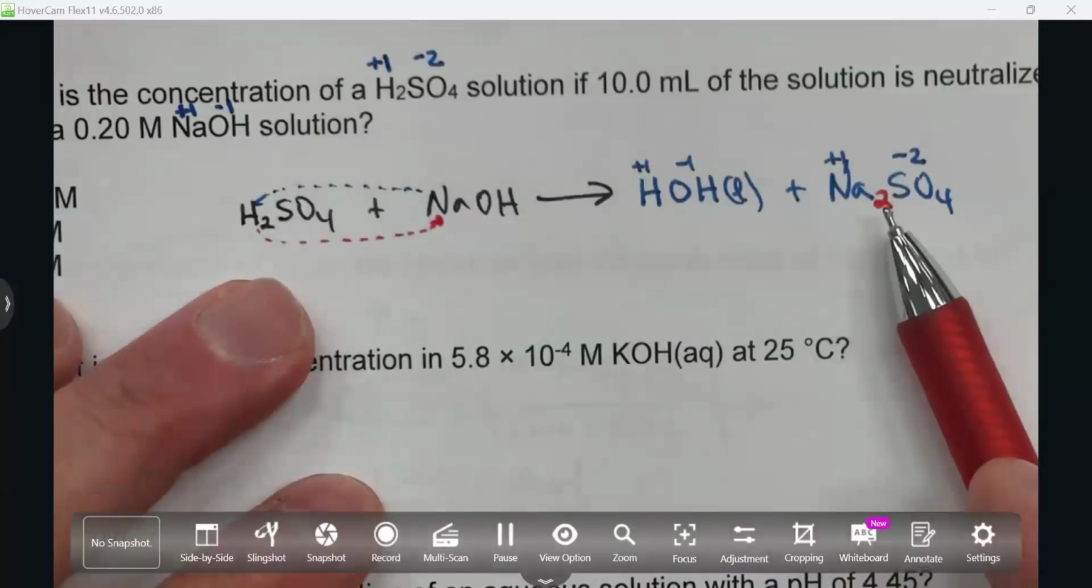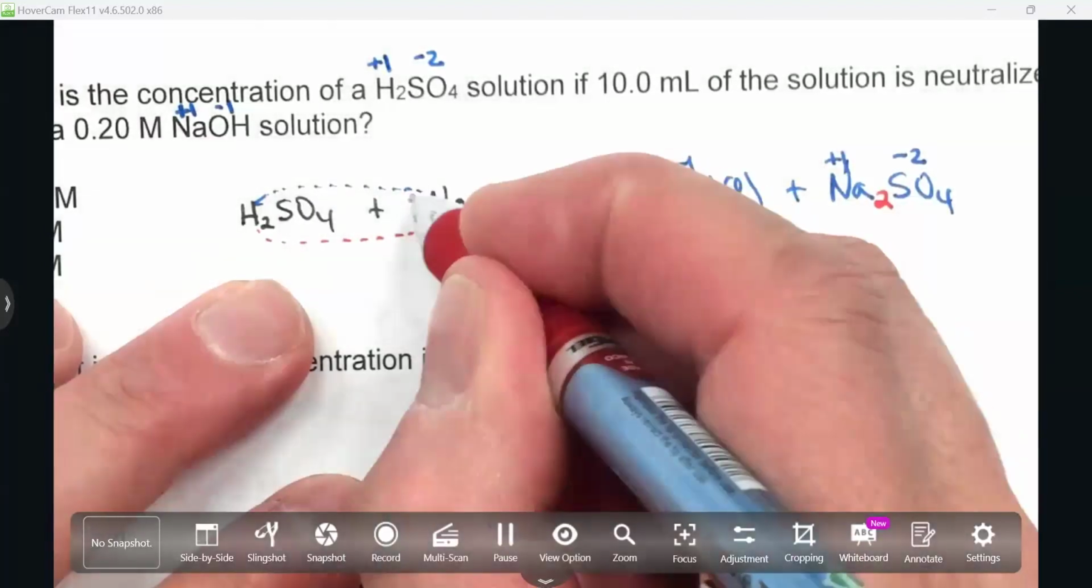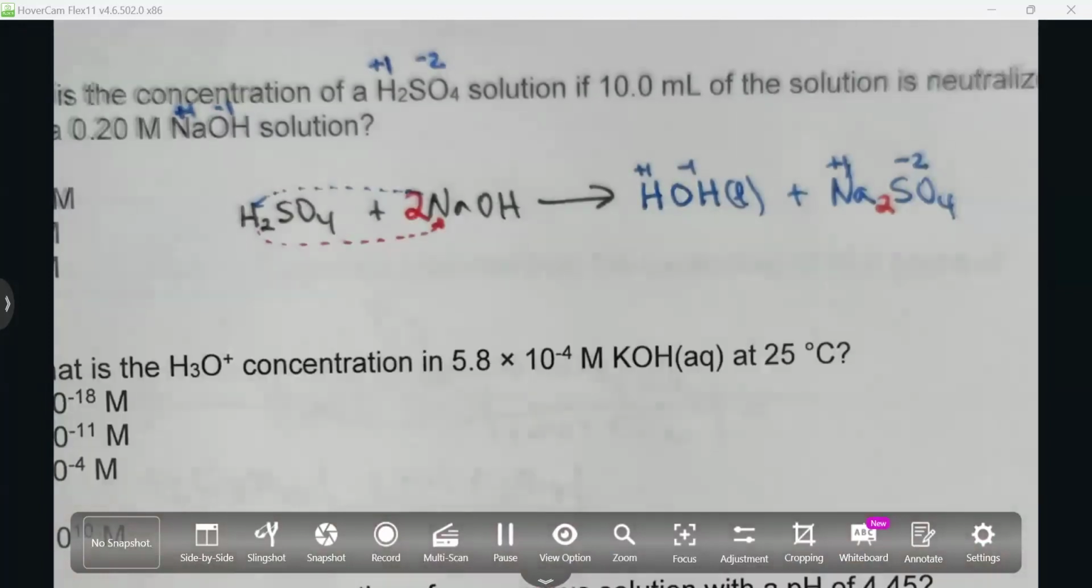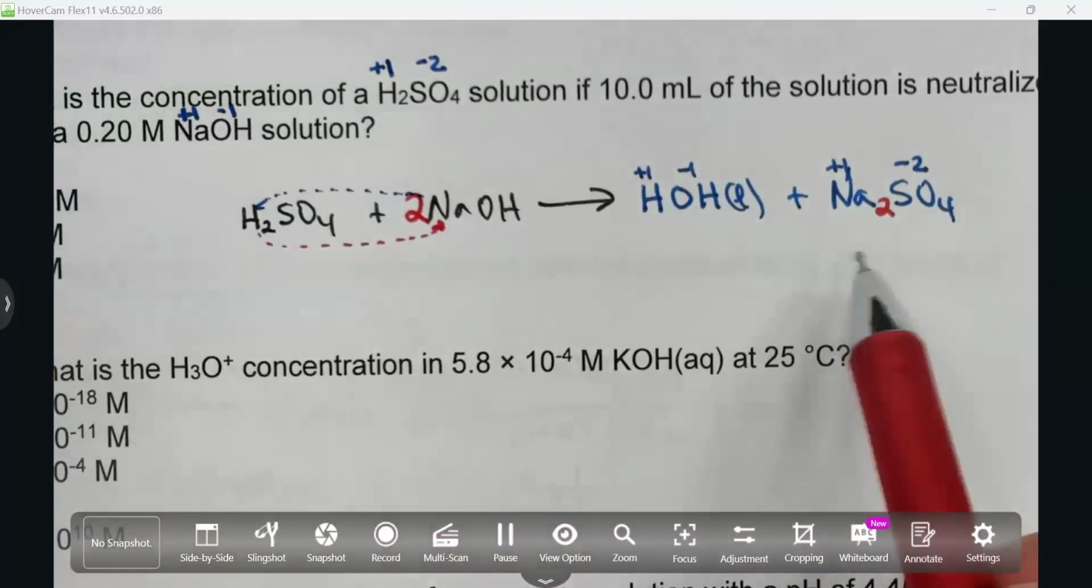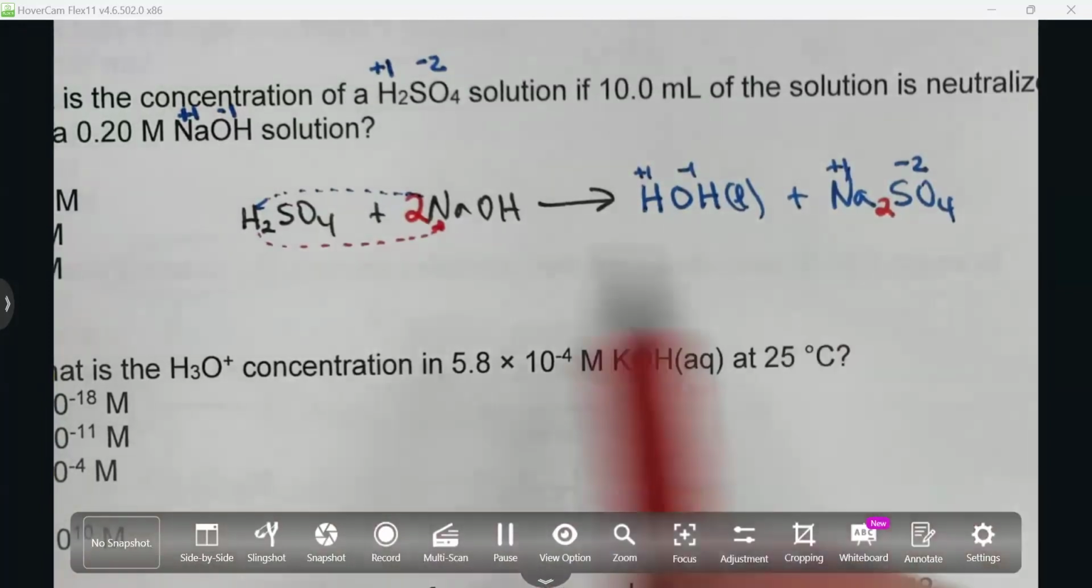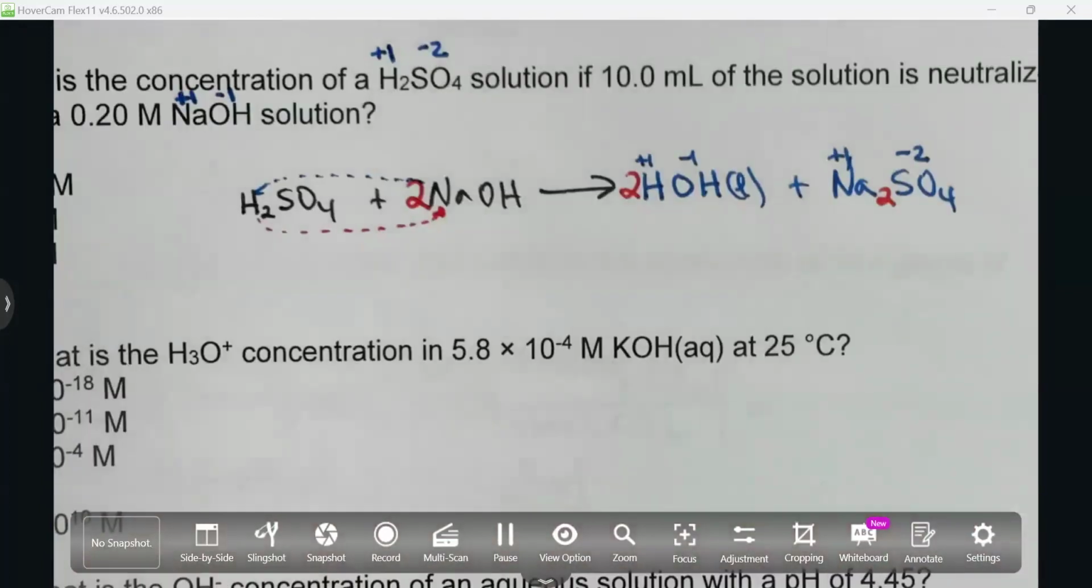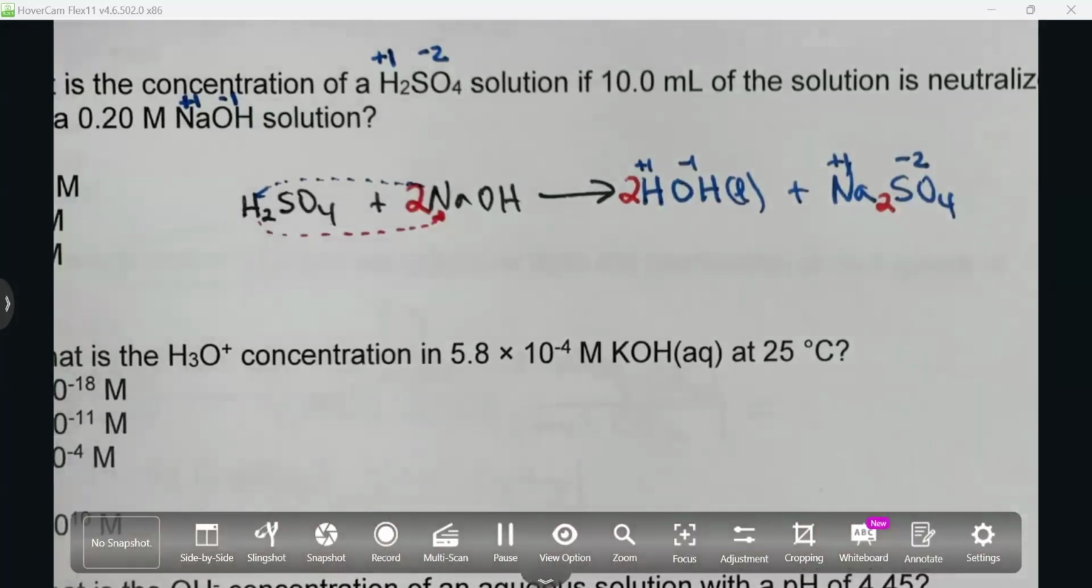Start with sodium. We have 2 sodiums here. We should put a 2 right here. Then what else do we need? We have 4 hydrogens. We would need to put a 2 right there.